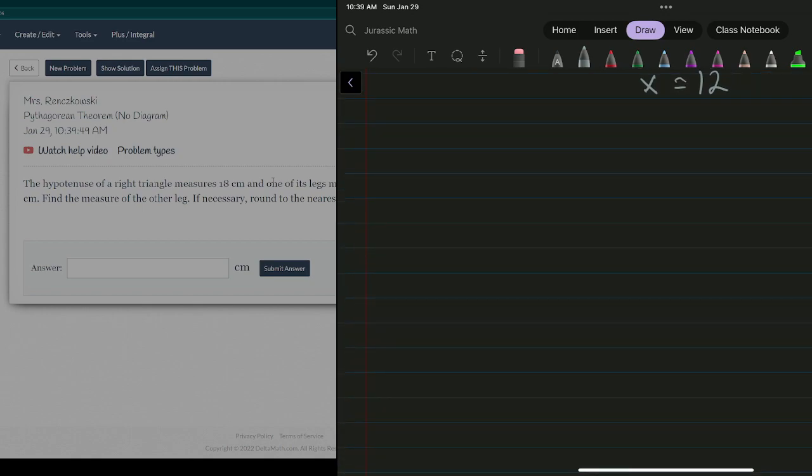So, since I know this is going to be talking about Pythagorean theorem, I'm still going to start off by drawing my triangle with my right angle. And then as I read, I'm going to fill it out. The hypotenuse of a right triangle measures 18. Well, hypotenuse is always across from the right angle. So this is going to be our 18, which will also be our letter C. And one of its legs is 16.